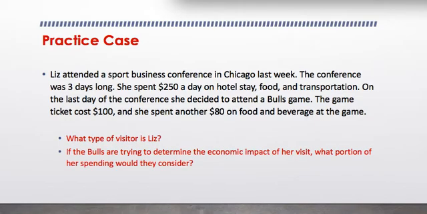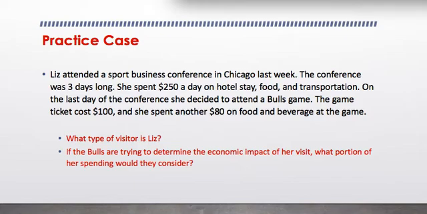Okay, a little practice case for you to get some practice about the different types of visitors. So Liz, me, attended a sport business conference in Chicago last week. This is from last year. That makes me a little sad because I didn't get to go to my conference this year. Oh, COVID. But anyway, I attended a sport business conference in Chicago. The conference was 3 days long. I spent $250 a day on hotel stay, food, and transportation. And on the last day of the conference, I decided to attend a Bulls game. The game ticket cost $100, and I spent another $80 on food and beverage at the game. That's a lot. Must have been a fun night. Okay, first question. What type of visitor am I based on this information that you have?